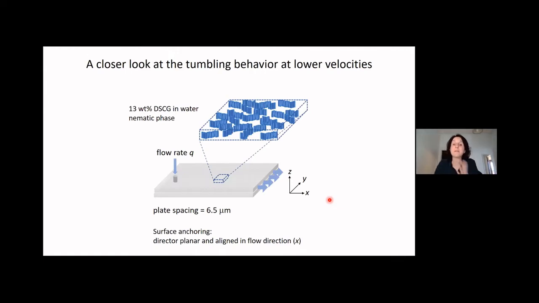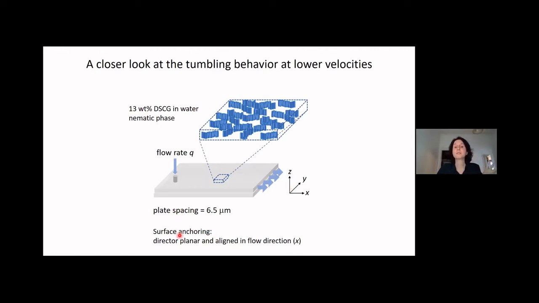And so we use a microfluidic channel with a plate spacing of about 6.5 micrometers. And we again inject at a controlled volumetric flow rate a 13 weight % DSCG solution in water, which again is in the nematic phase. We prepare our surface anchoring conditions, such that the director is planar and aligned in the flow direction, where we define our coordinate system. And this is important, so try to keep this in mind. Our coordinate system is defined such that the flow is in the x direction and the gap spacing is in the z direction.